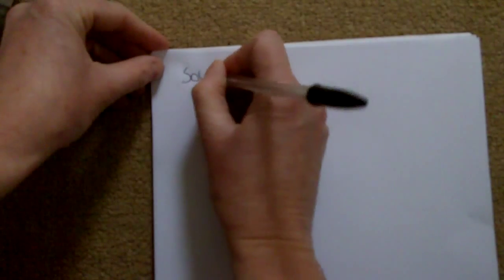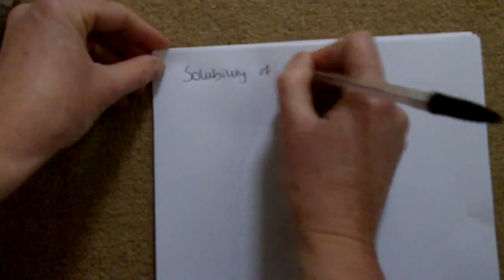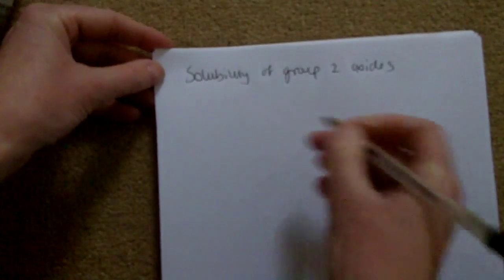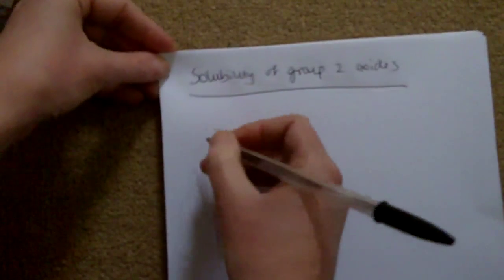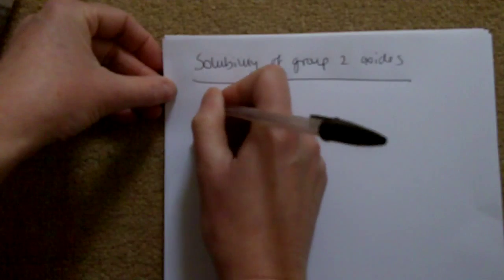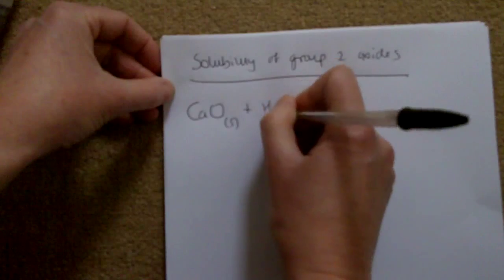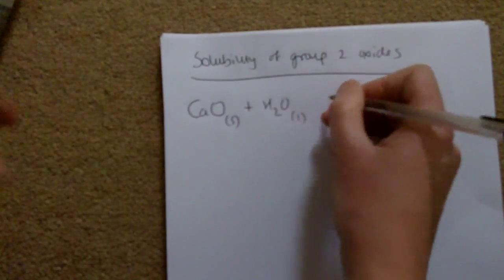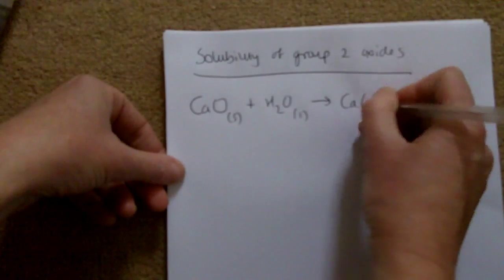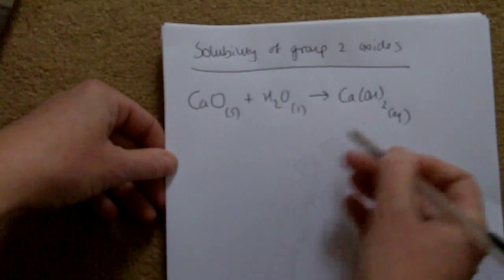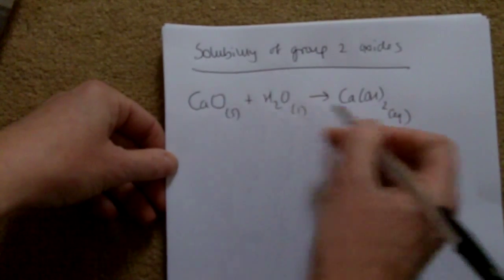So let's take group 2 oxides first. You need to know about the solubility of group 2 oxides. Okay, so let's just write an equation first, just to show what happens. So if you have calcium oxide, for example, and you add it to water, and it forms calcium hydroxide, aqueous. And then we just need to balance it. 2 oxygens, 2 oxygens, 2 hydrogens.